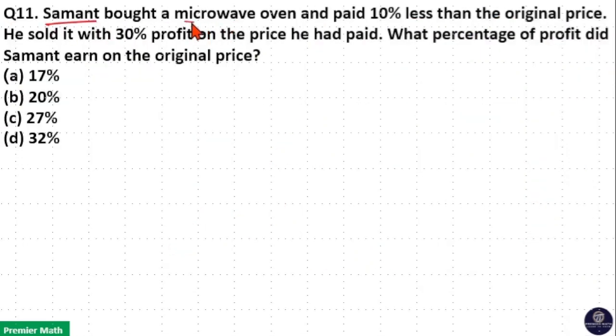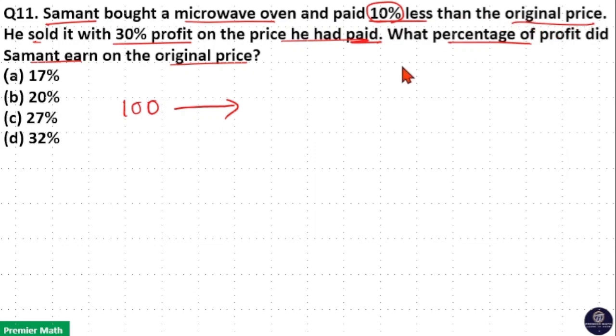Someone bought a microwave oven and paid 10% less than the original price. He sold it with 30% profit on the price he had paid. What percentage of profit did someone earn on the original price? Consider original price as 100 rupees. Then he paid 10% less than the original price. 10% of 100 is 10. So 100 minus 10, 90 rupees he paid for the microwave oven.